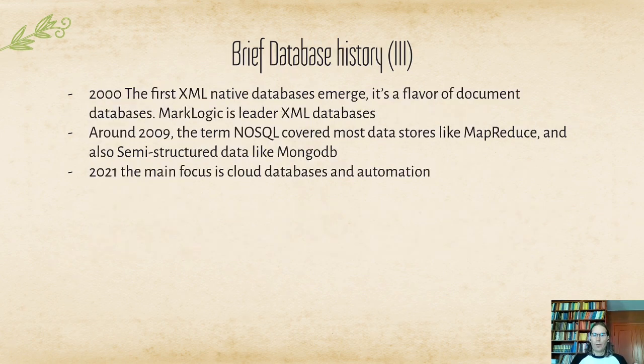Around 2000, the first XML native databases emerged. It's a flavor of document databases, and MarkLogic is the leader of XML databases. Many of the features we see later on in the NoSQL movement originate from the XML native databases. Around 2009, the term NoSQL covered most of the data stores, like MapReduce and semi-structured databases like MongoDB. And in 2021, the majority of the focus is on cloud databases and automation, how to get databases to work with Kubernetes.